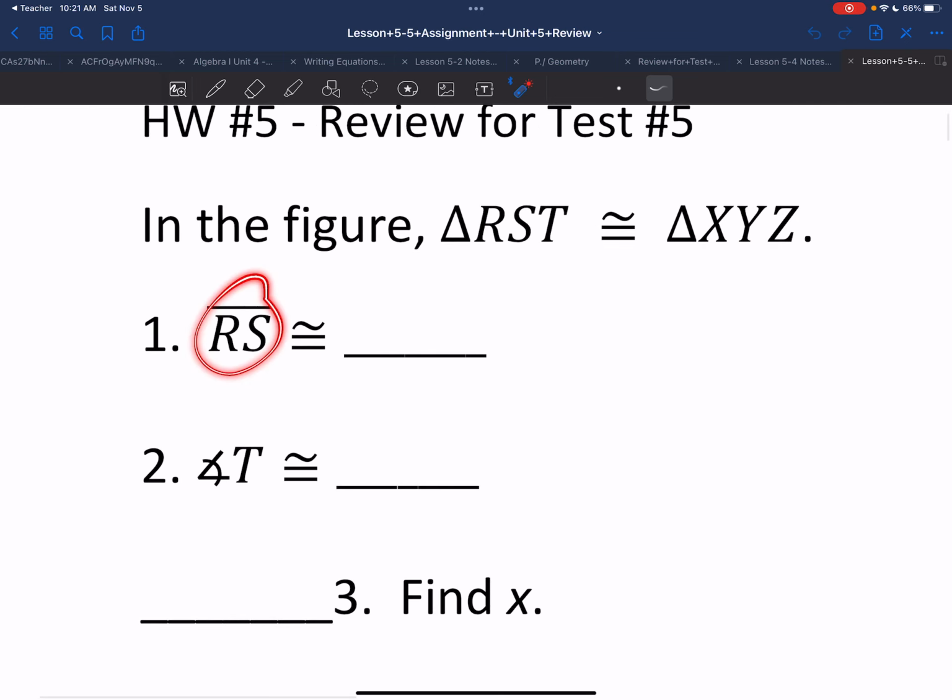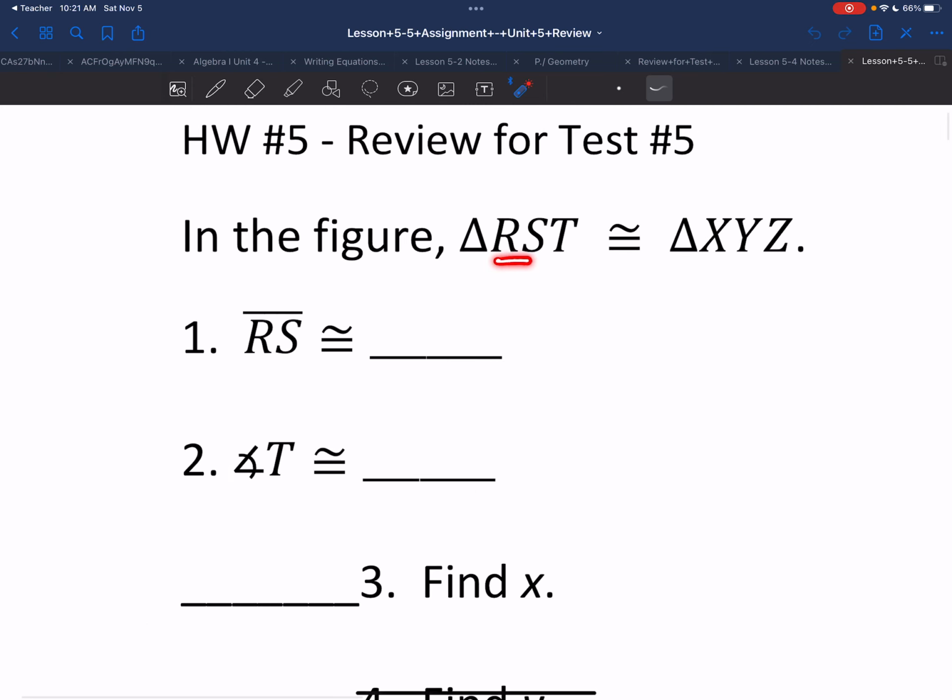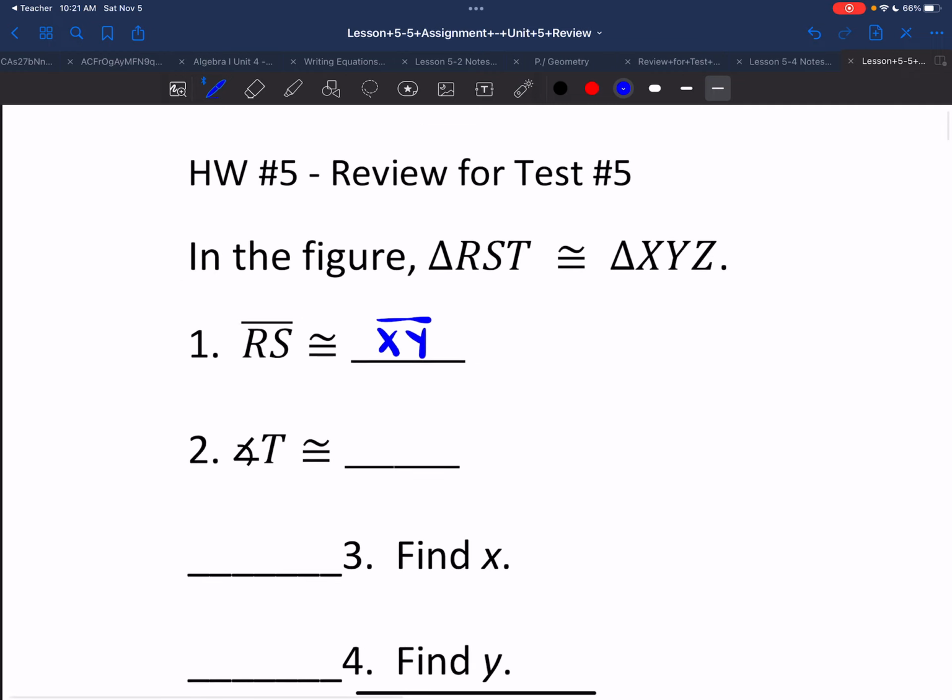Taking a look at number one, it says segment RS is congruent to some sort of blank. The first two letters are R and S. If I take a look at the other triangle, the first two letters are X and Y. So I will write RS is congruent to XY with the bar above it.